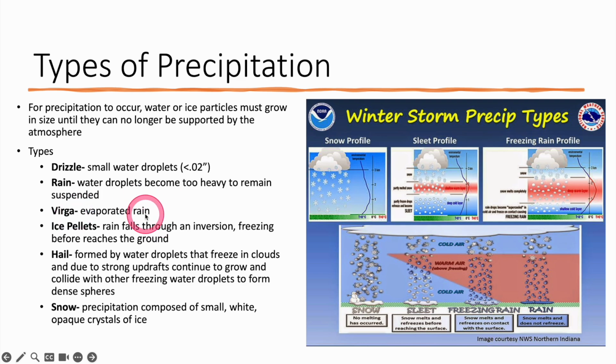Virga is evaporated rain. So if you've ever noticed underneath like a really dark cloud or where you can see where it's raining, it looks kind of hazy or dark underneath. And that's because as rain falls, some of that water evaporates again, or it reaches the ground and evaporates. Ice pellets, rain falls through an inversion, so a warm layer freezes before reaching the ground. Hail, formed by water droplets that freeze through a cloud and go through a cycle of updrafts. They fall, refreeze. And snow just remains frozen.